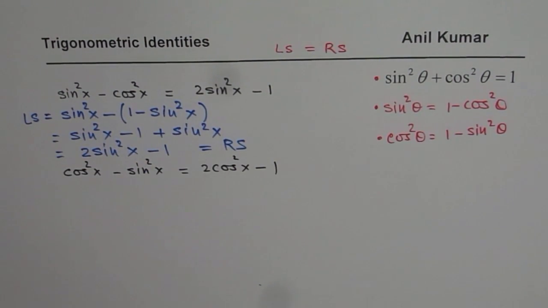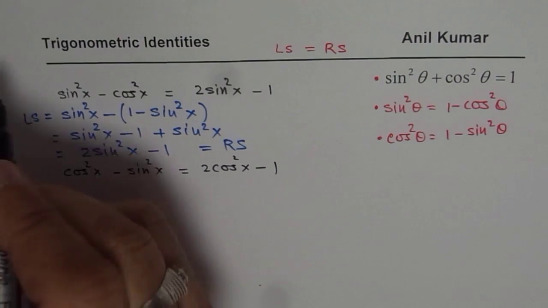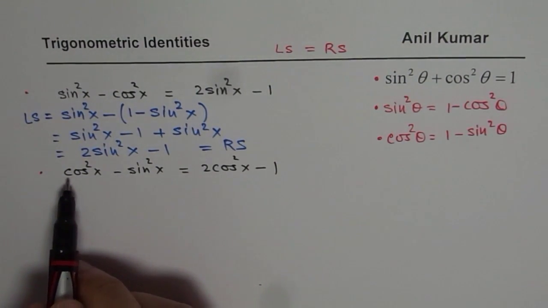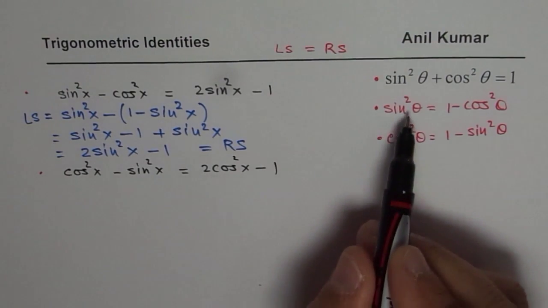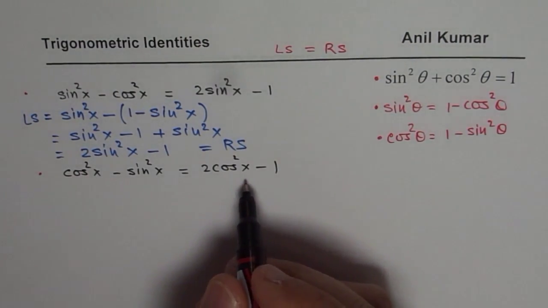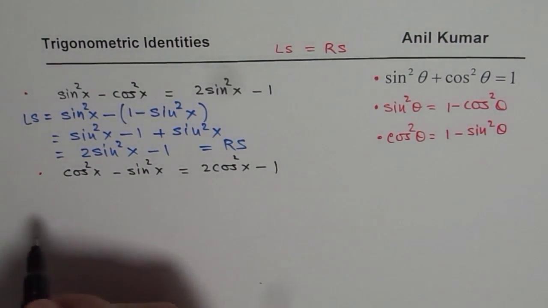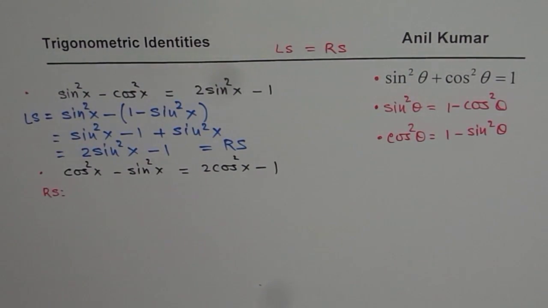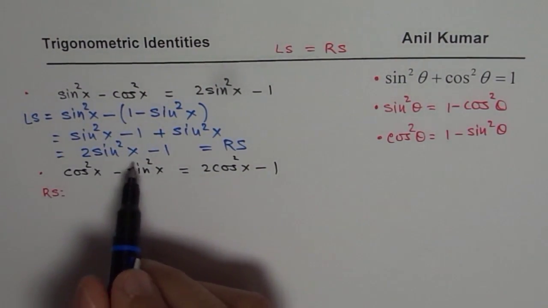So second identity is very similar to the first one. So in the second identity, what you could do is replace sin square x with 1 minus cos square x and prove it. So that is how it could be done. But here I will show you alternate method. This time we'll begin with the right side, right? So we'll begin with the right side and then prove the identity. So you could go either way.